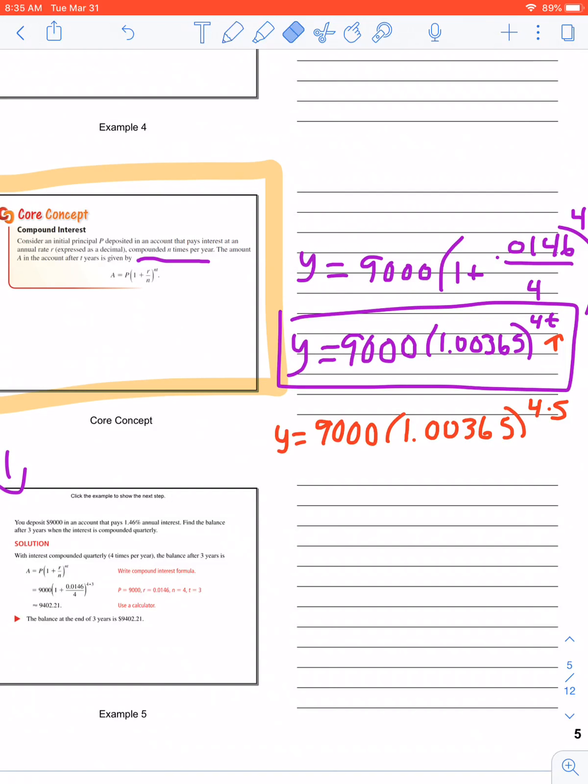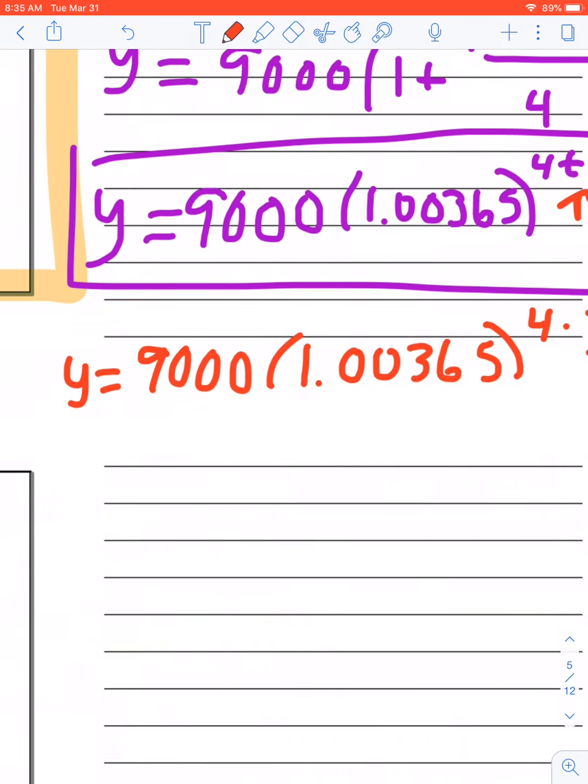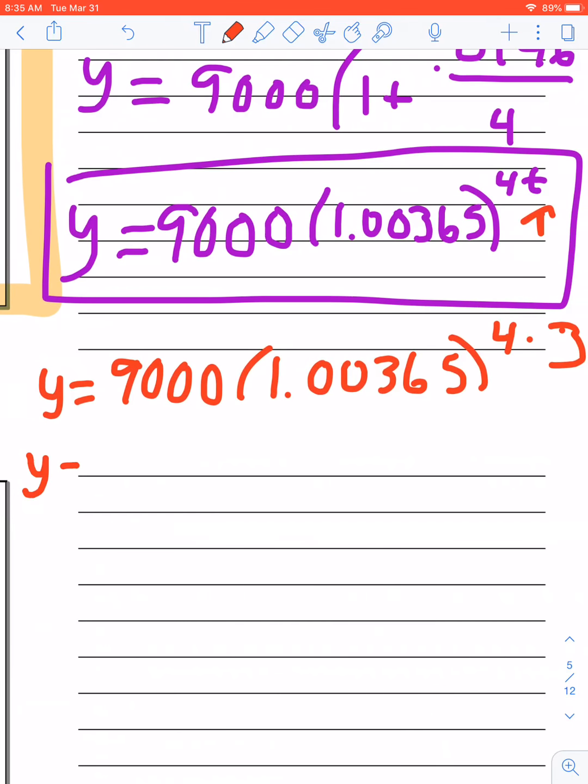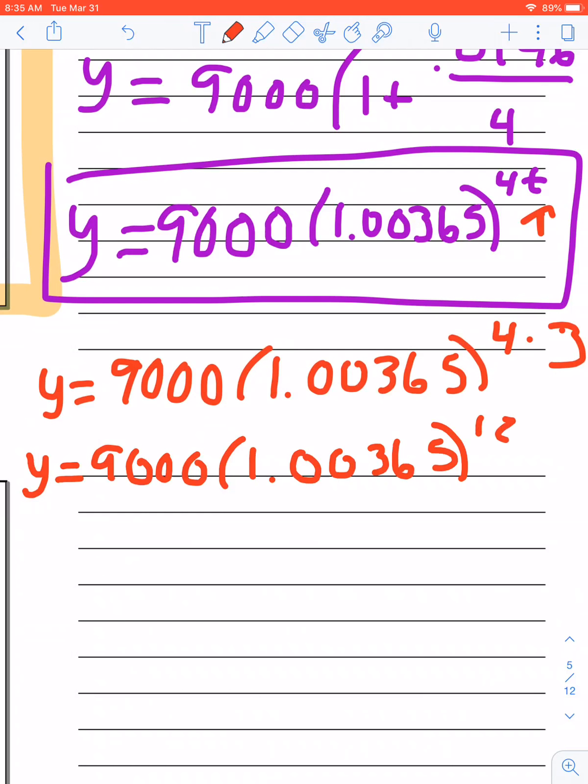Let's go back and erase that. So let's put 3 years down there. I know most of you would put 12 there, but I'm just going to do it like that. You could simplify that down to 12, obviously. So I get y equals 9,000 times 1.00365 to the 12th.